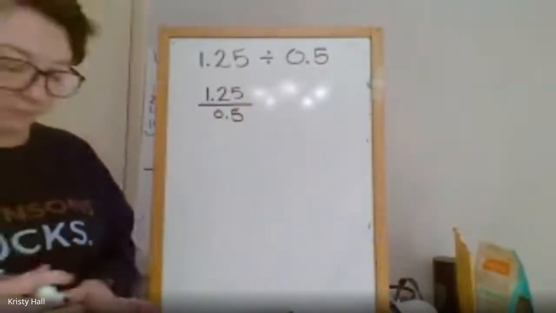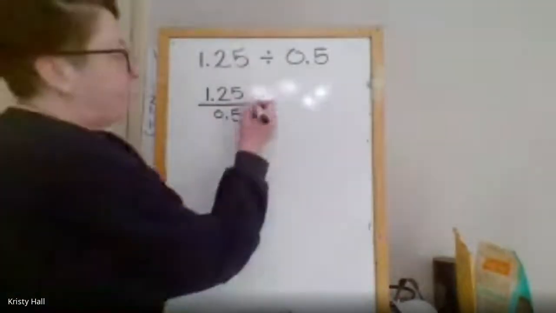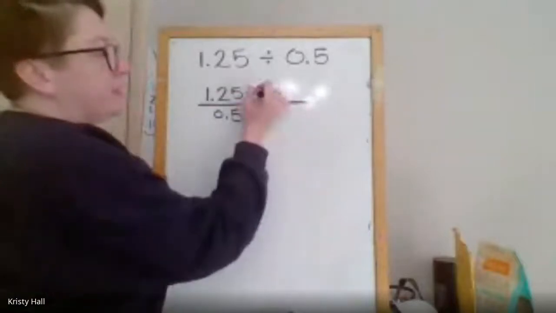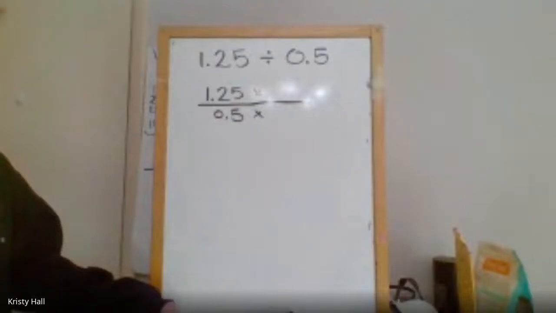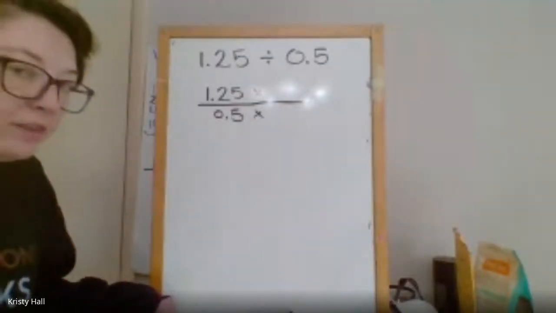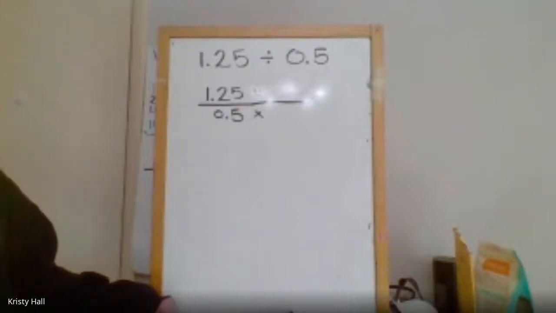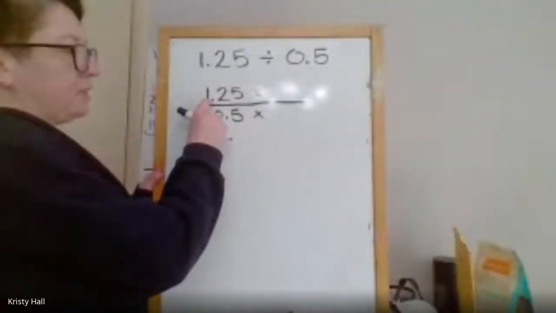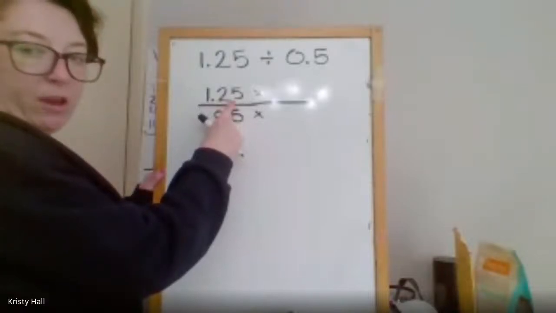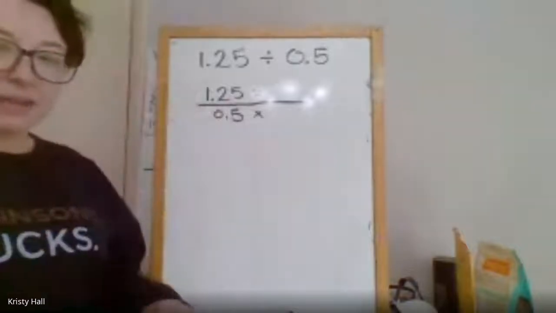But then I'm going to have to multiply them both by something to get rid of those decimals. So I have 1 and 25 hundredths over 5 tenths. So what should I multiply by? 10. If I multiply by 10, this is going to move one place. Will the decimal be gone? No. So 10's not going to work.